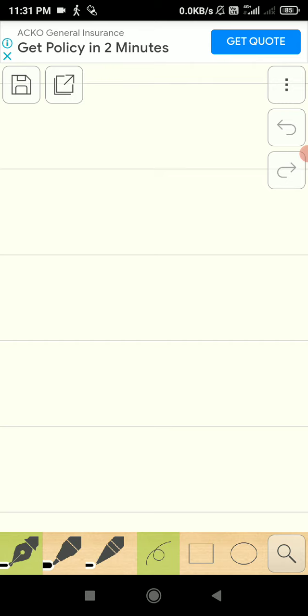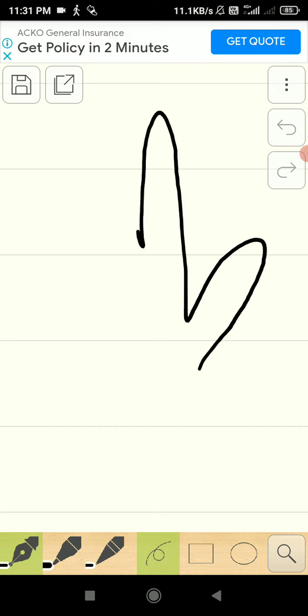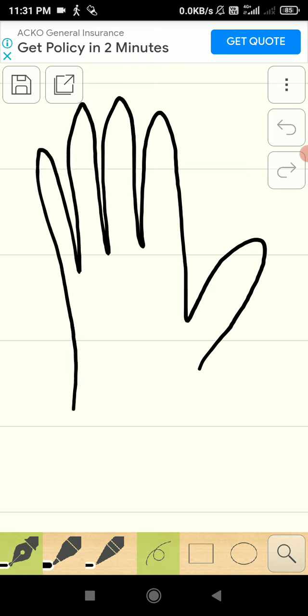Today's interesting topic is carpal bones. So let's see what these carpal bones are and how to remember them. Let me first draw the hand. So this is the hand. The carpal bones are located in this area, the wrist region.